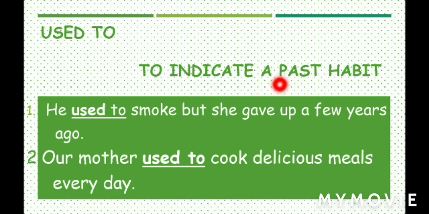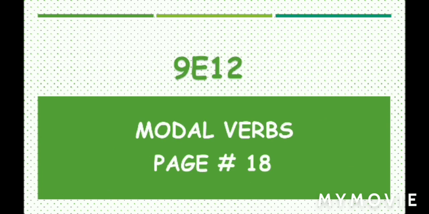Lastly, the modal verb used to indicates a past habit. For example, he used to smoke, but quit a few years ago. Next one, our mother used to cook delicious meals every day. Now this is how we have dealt with modal verbs and their functions with the help of examples. The reference page. That's all for today.